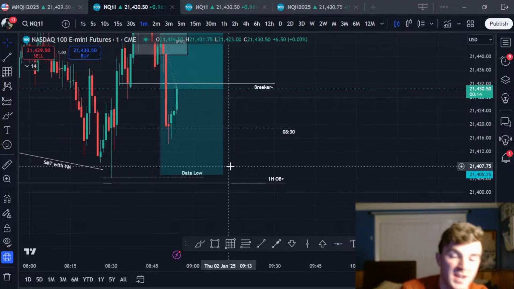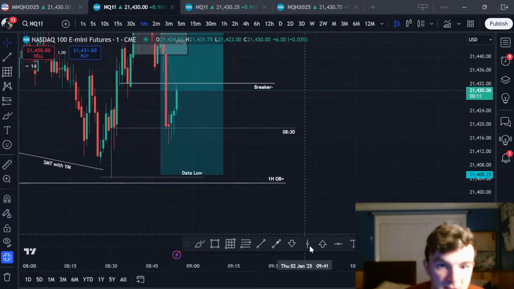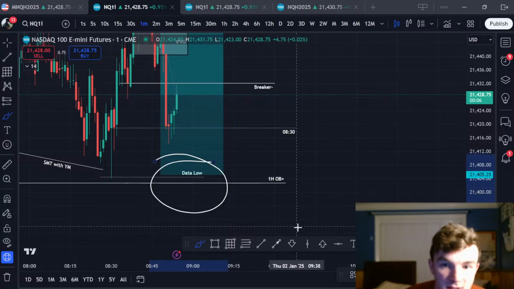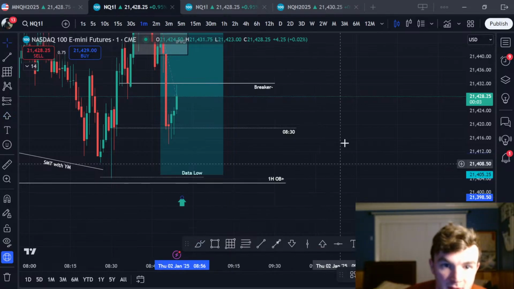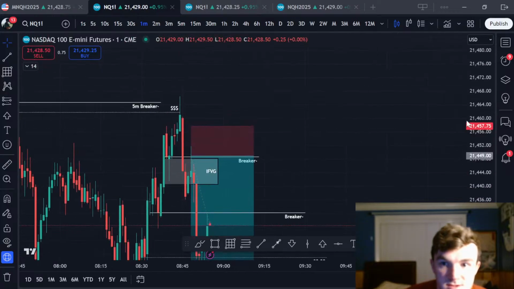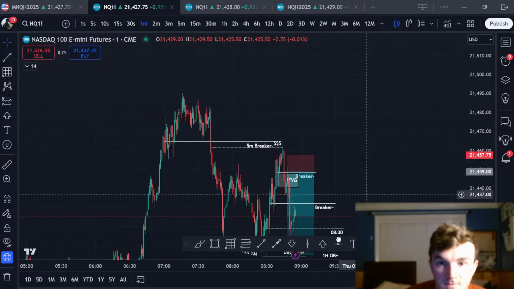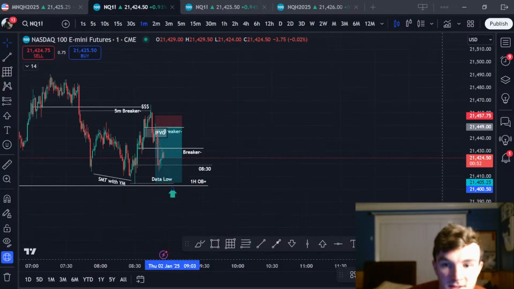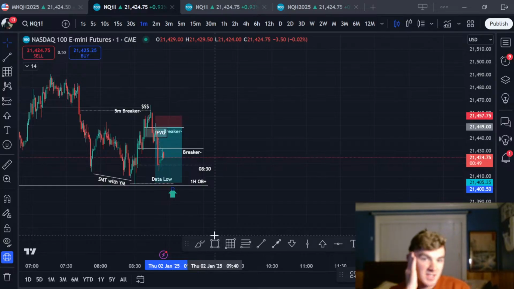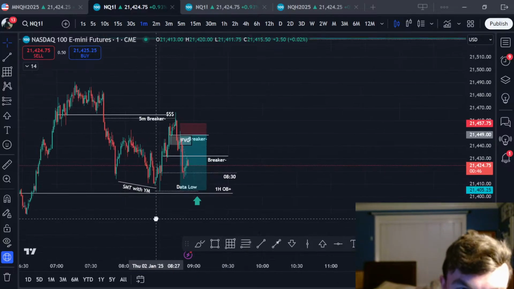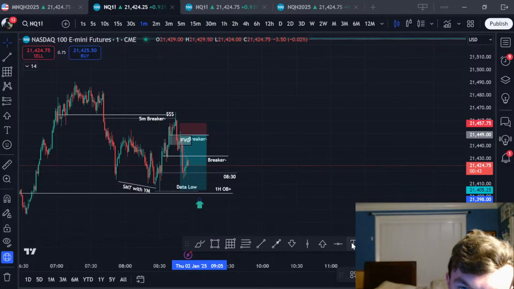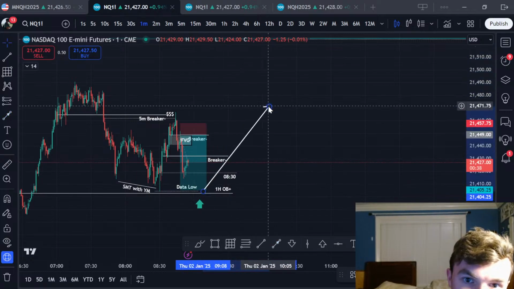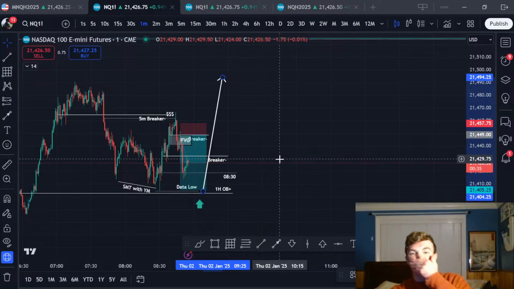I think that's a good sign that this is probably going to be a turtle soup for the rest of the day. Like, this is probably going to be a turtle soup buy to go take out previous day's high. I mean, this is just very typical of the market. The market always, I swear, just loves to do this, where it goes down, takes out the data low, and then it's like, okay, now I want to go up and take out previous day's high. It always does this. It's super annoying.